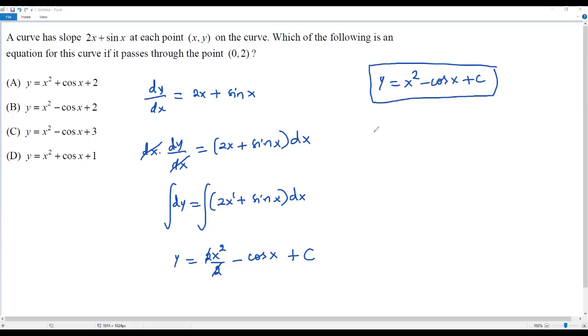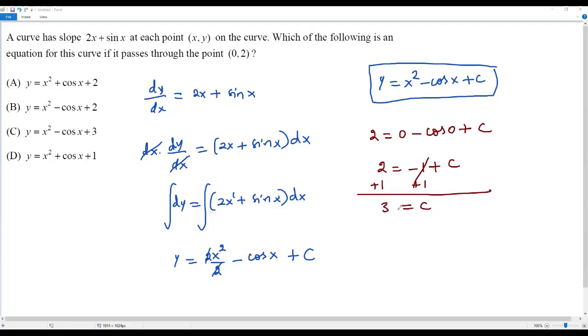Then I'm getting 2 equals 0 squared, which is just 0, minus cosine 0, plus c. We get 2 equals, we can skip this 0, minus the value of cosine 0, which is 1, plus c. Now, to find the value of c, we have to isolate this negative 1. For that, we add 1 to both sides. Negative 1 and positive 1 cancel out. I'm getting 3 on the left side and c on the right side. Now I got the value of c, that is 3.